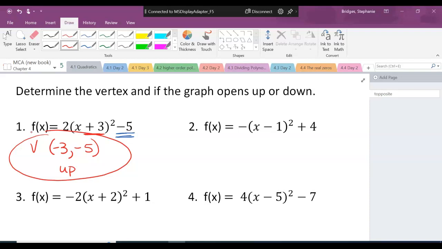Number 2. Let's start with our vertex. What is my h value? Again, it is the opposite of the number that is inside the parentheses with your x squared. What would it be? Positive 1. And then your k is the number behind the parentheses, and it is what it is, which is going to be 4. And then my a, the number in front of my x squared, is it positive or negative? Negative. So this one is going to open down.